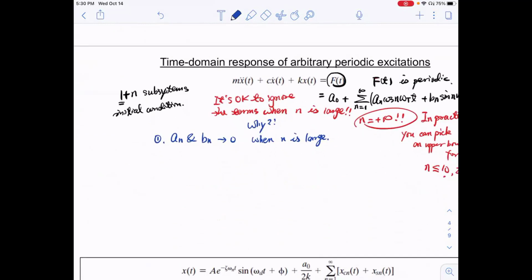So that means the contribution from the high order terms, or the amplitude for the high order terms, is relatively small. I would say that's almost always true in practice, because it's really hard to generate large displacement at high frequency.